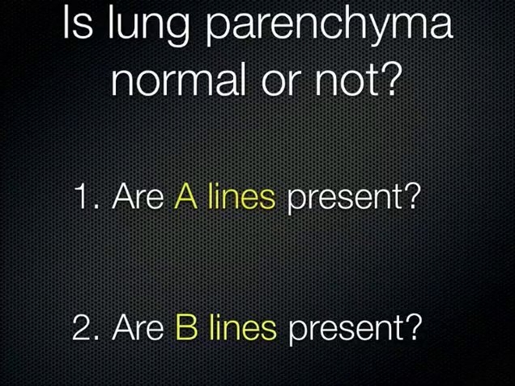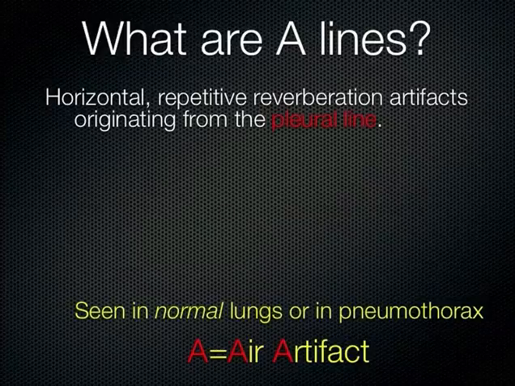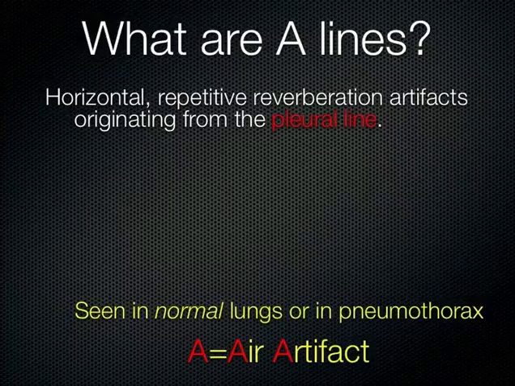A lines are horizontal artifacts. They're repetitive, they're from reverberation due to ultrasound waves that have gotten trapped at the pleural line. Anytime you have two tissues next to each other that have a really different acoustic impedance, for instance, pleural line and air right next to it, that sets up a reverberation at that interface. The ultrasound waves get trapped right there and reverberate back and forth, and the probe reads that as a deeper structure.